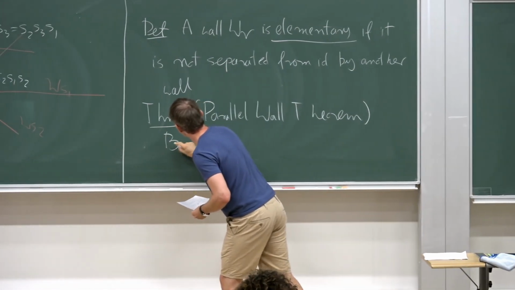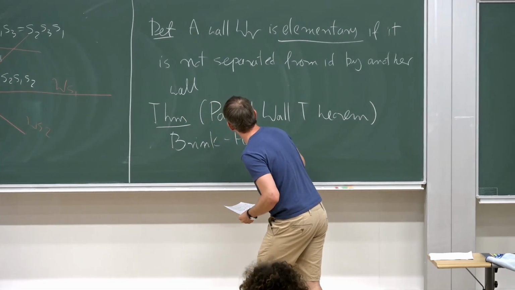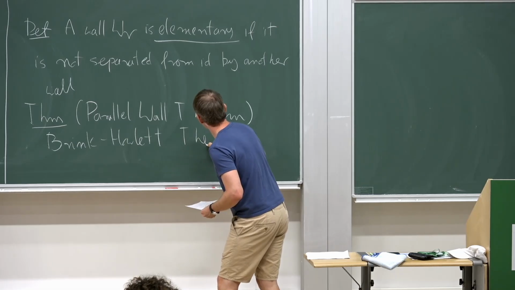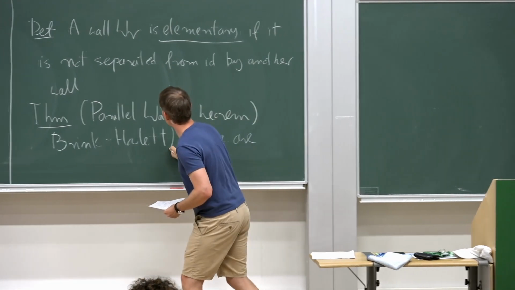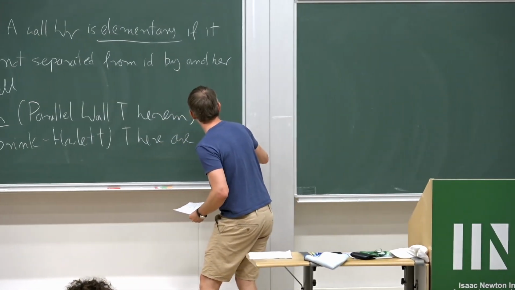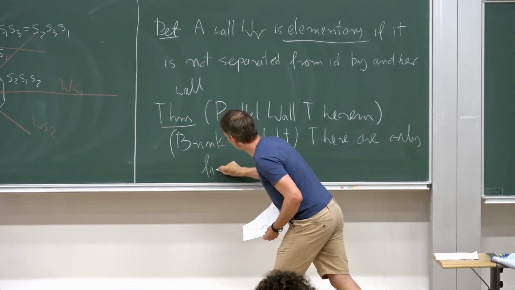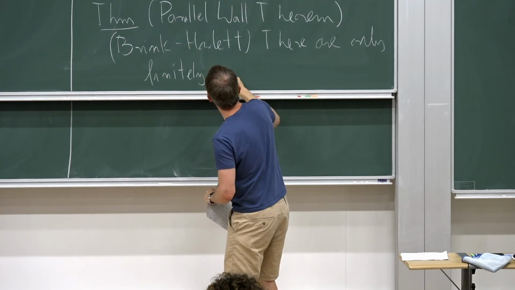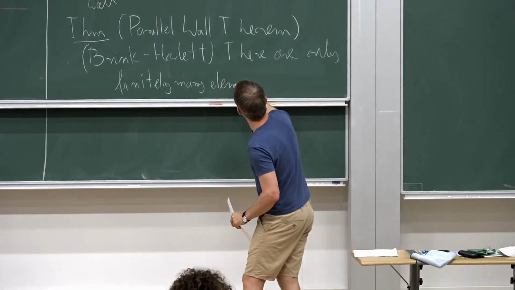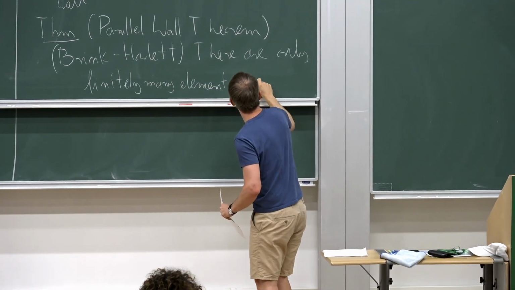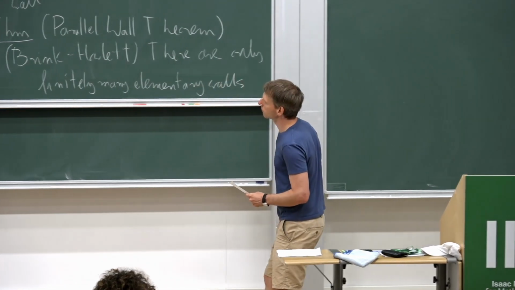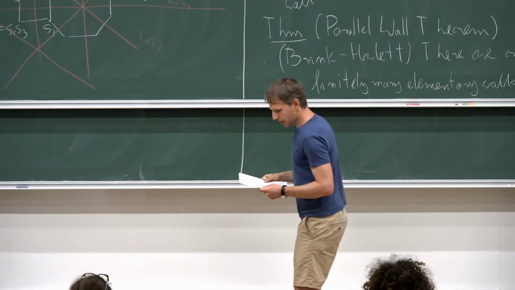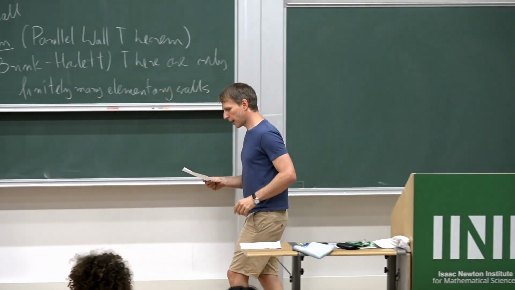Proved by Brink and Howlett, saying that independent of the Coxeter group, there are only finitely many elementary walls. So 8 in this example, but maybe some larger but finite number for other Coxeter groups.